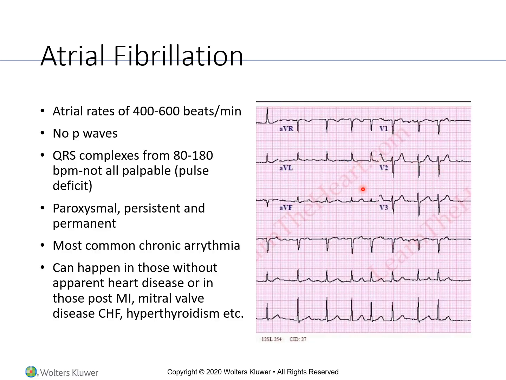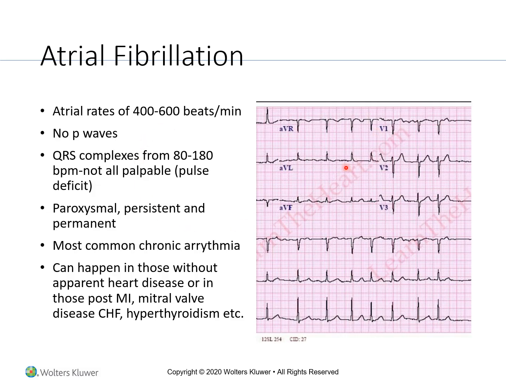Usually atrial fibrillation originates in the left atrium, usually around the pulmonary veins. All of these electrical activities are coming from everywhere. The QRS complex remains usually between 80 to 180 beats per minute, because the AV node doesn't allow all of those contractions to make it through, which again is a good thing because we would not survive this otherwise.